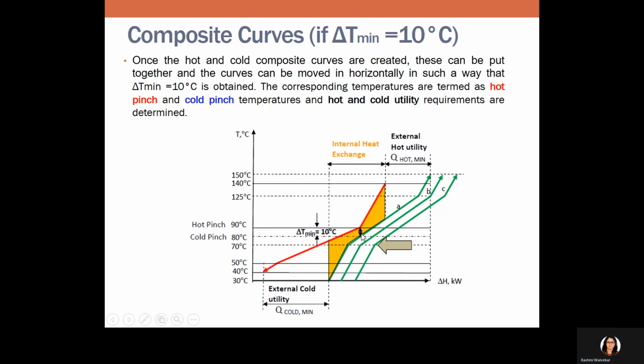So this is your delta T minimum that you achieve. So 90 degrees is your hot pinch temperature and 80 degrees is your cold pinch temperature. The area shaded in between with the yellow color is the amount of heat the two streams can exchange with one another. So apart from what the streams can exchange, if you still need additional heating and cooling, then that is provided by the external hot utility or external cold utility.